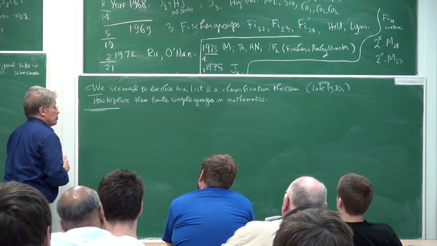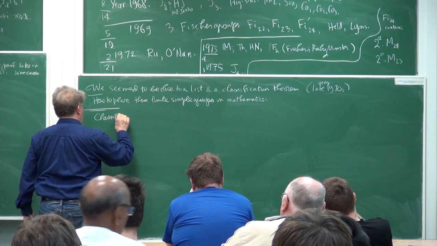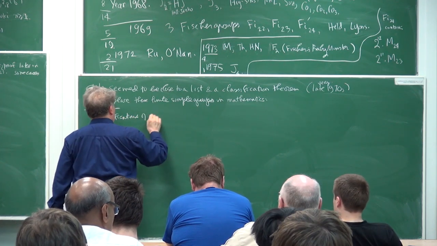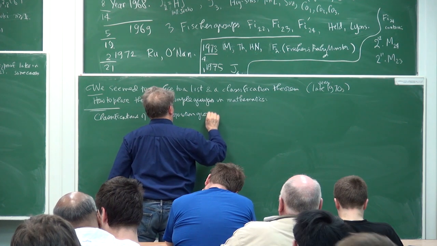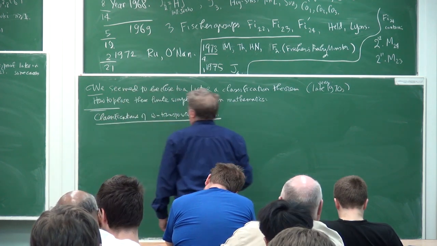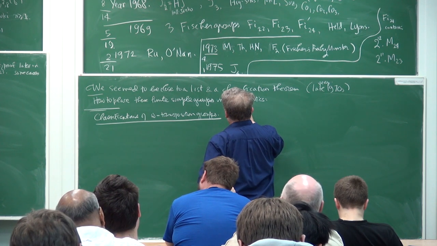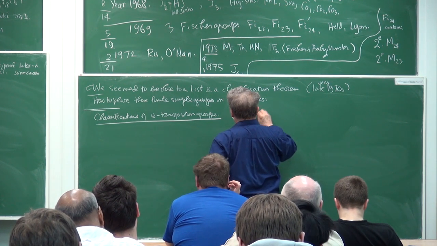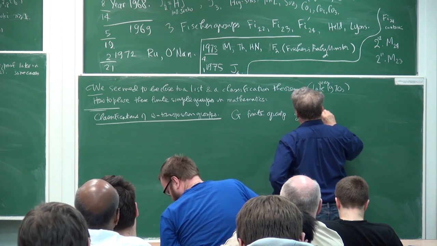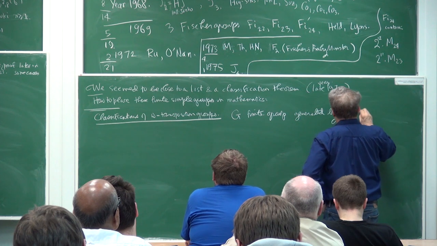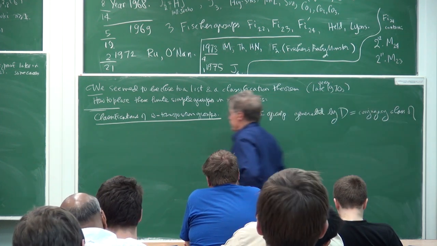So let me mention one or two of these. And one is the classification of 3-transposition groups. These will involve classical groups as well as some of the sporadic groups. And here's the idea. Let's say G is a finite group generated by D, a conjugacy class of involutions.